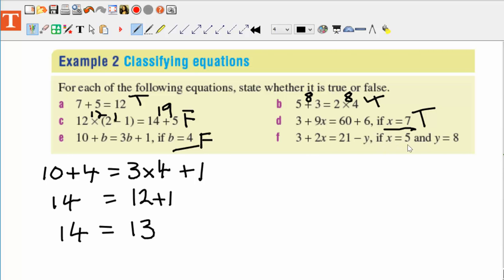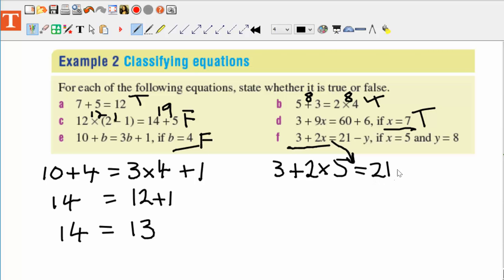And last one here, so x equals 5 and y equals 8, so 3 plus 2x equals 21 minus y, so the x value has to go in here, so it's now 3, so I'm looking at this left side of the equation, 3 plus, instead of 2 times x, it's now 2 times 5, equals, so that equals is putting in there.